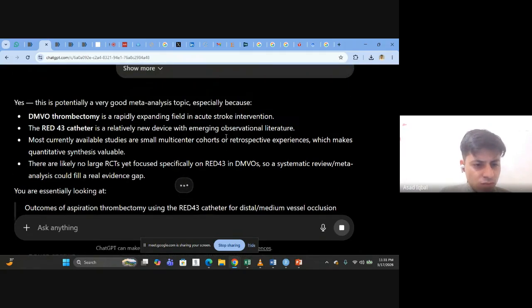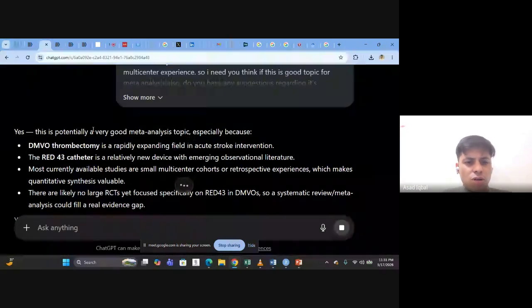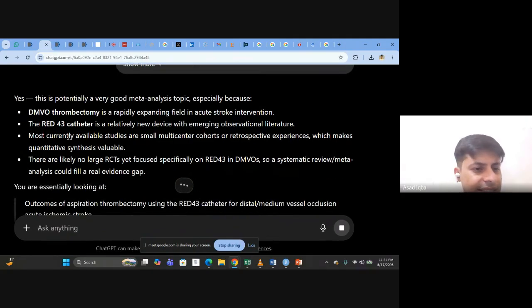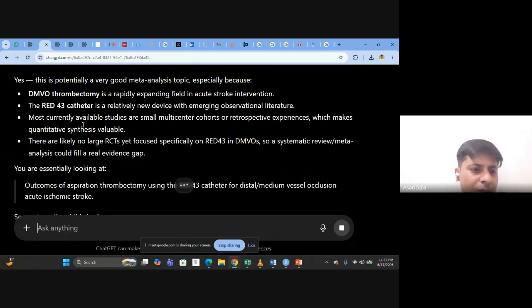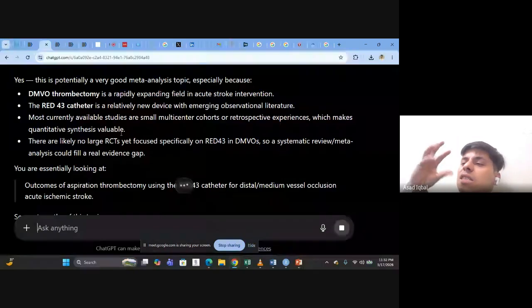Okay. Good. This is a potentially good meta-analysis topic, especially because distal medium vessel thrombectomy is a rapidly expanding field in acute stroke. The Red 43 catheter is a relatively new device with emerging observational literature. Most currently available studies are small multi-center retrospective cohorts, and this is valuable, because all the studies are small.